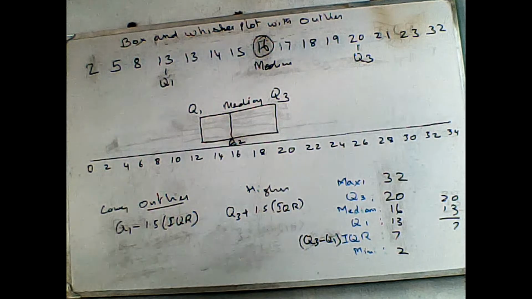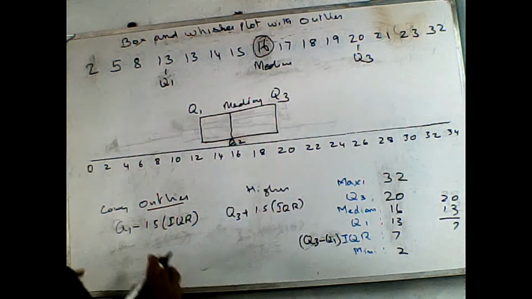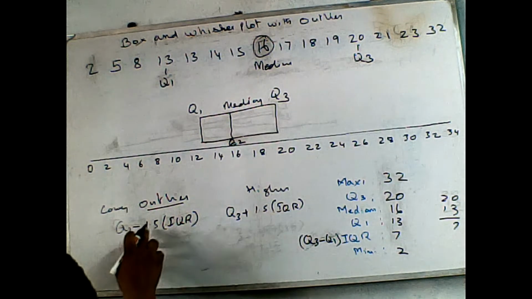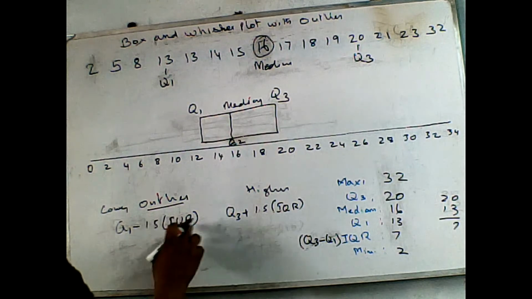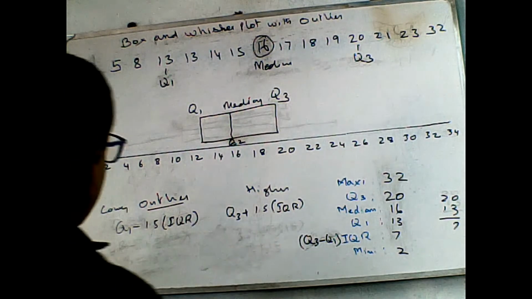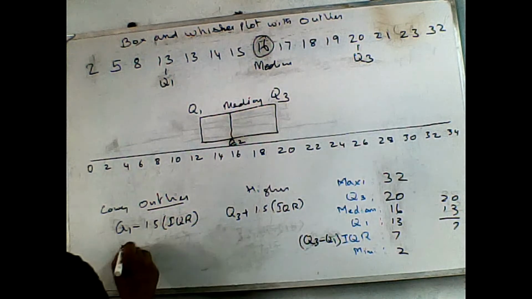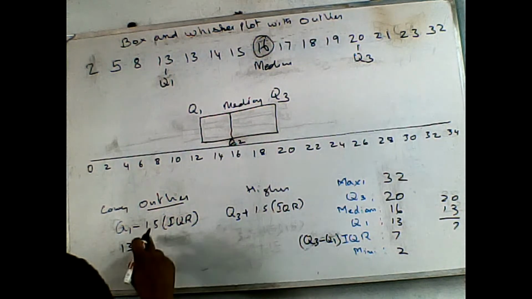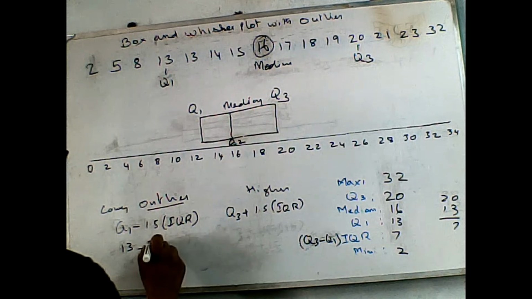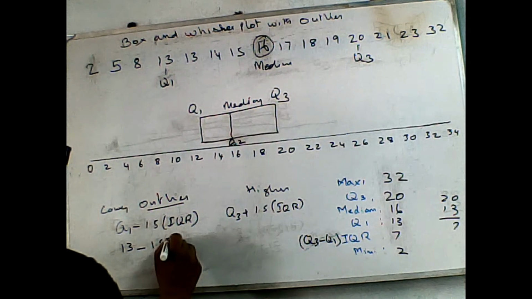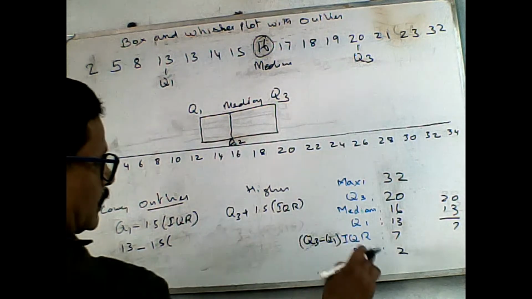We draw this line. For the outlier, you see Q1 minus 1.5 times the interquartile range. Q1 is 13, minus 1.5 times the interquartile range. What is the interquartile range? 7.